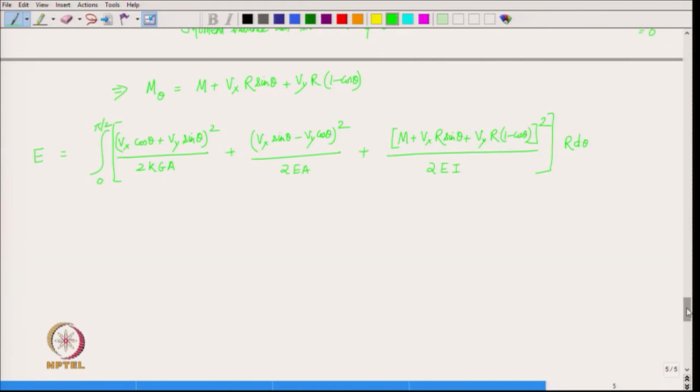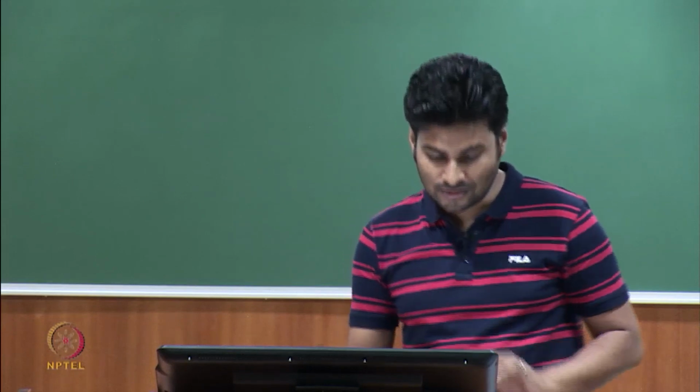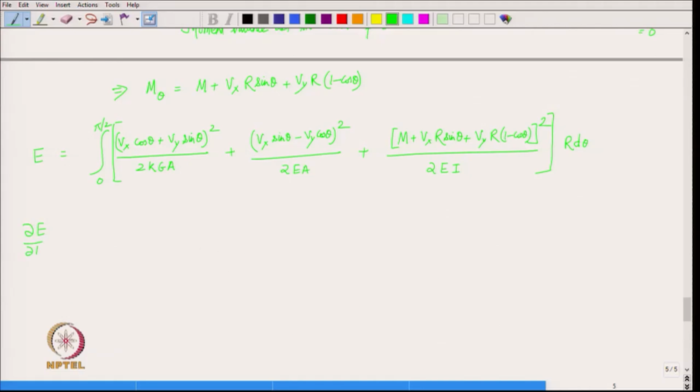And then if we want to get the bending moment at point C, then we had found out that we simply have to set del E by del M equal to 0, because the corresponding displacement, which is the rotation at point C, is 0, right. So, we can say that set del E by del M equal to 0.